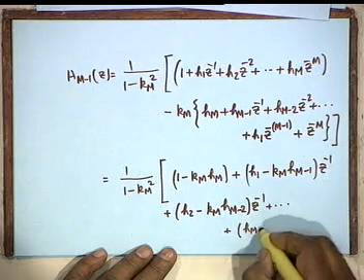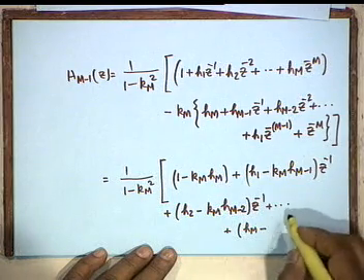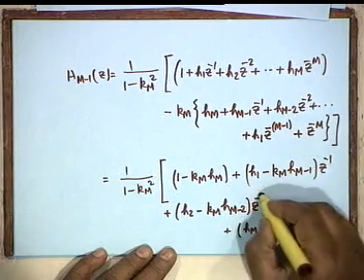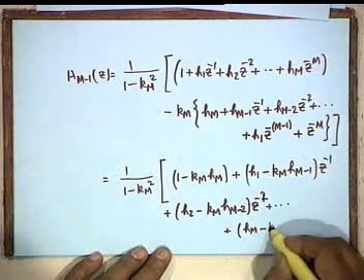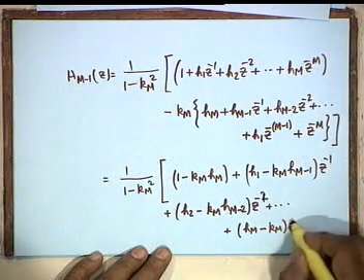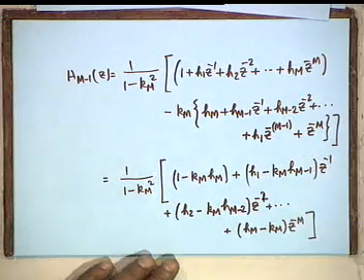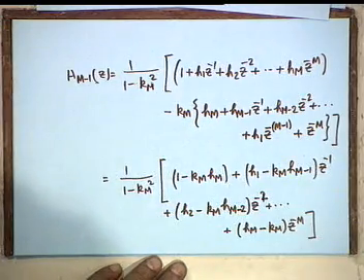Hm minus Z to the minus 2, yes. Please make this correction. Hm minus Km Z to the minus M. All right?